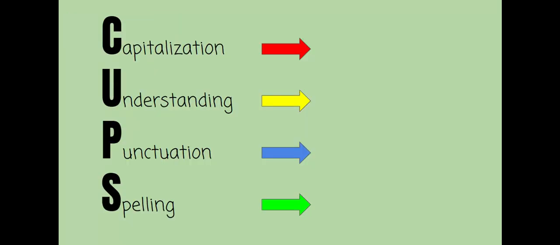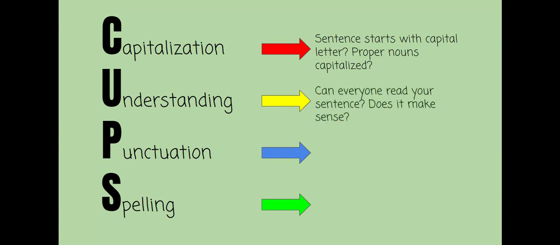Also, when you're writing your sentence, you need to consider CUPS: capitalization, understanding, punctuation, and spelling. For capitalization, did your sentence start with a capital letter? Are your proper nouns capitalized? And remember, proper nouns are names of people or places. They need to start with capital letters, even if they're in the middle of the sentence. Do not just randomly put a capital letter somewhere in the sentence when it doesn't need to be there. For understanding, if someone else was to read your sentence, could they understand what you meant? Does it have extra words? Are you missing words? Does the sentence make sense?